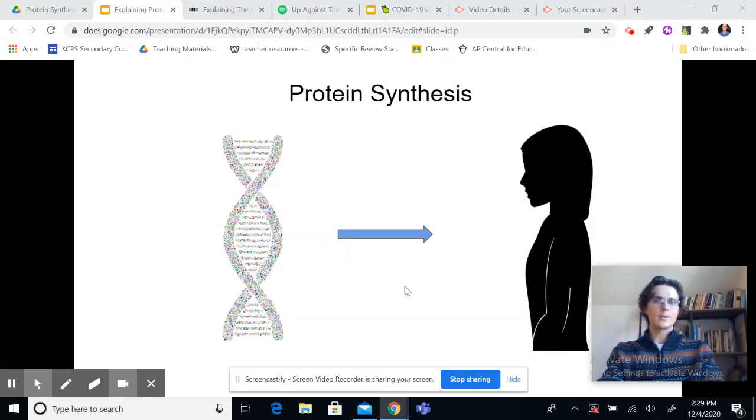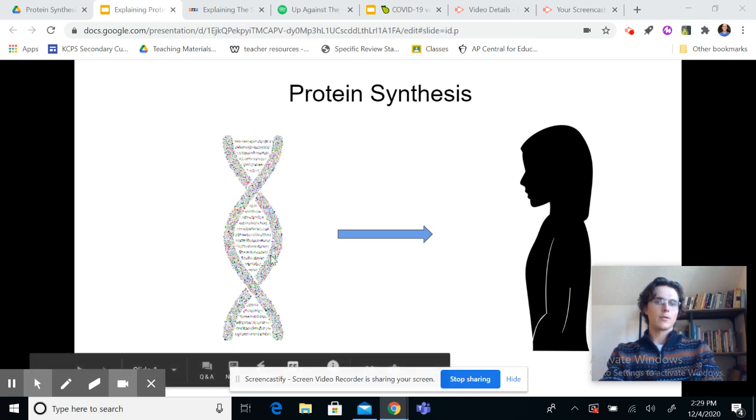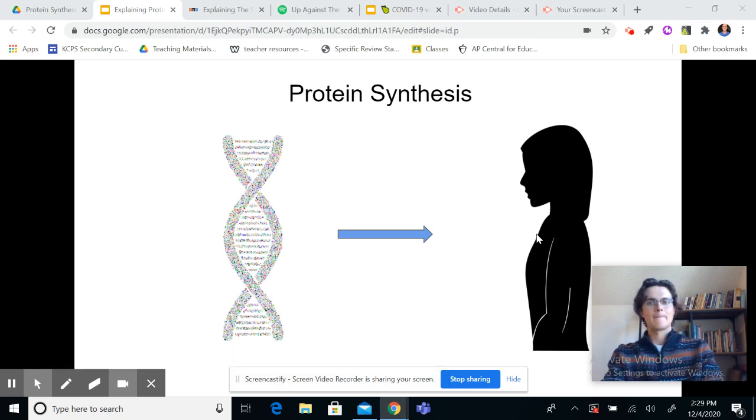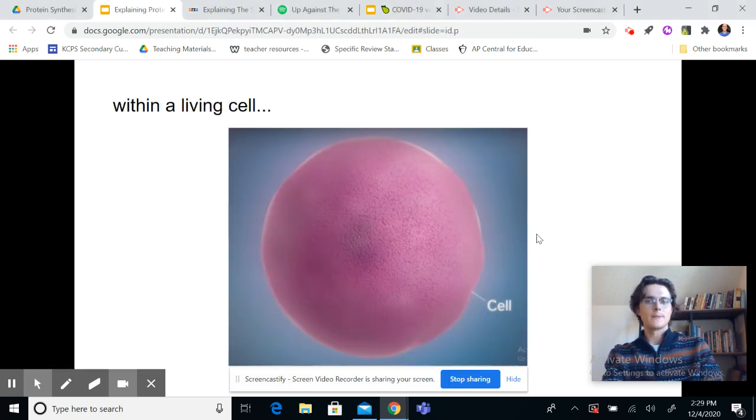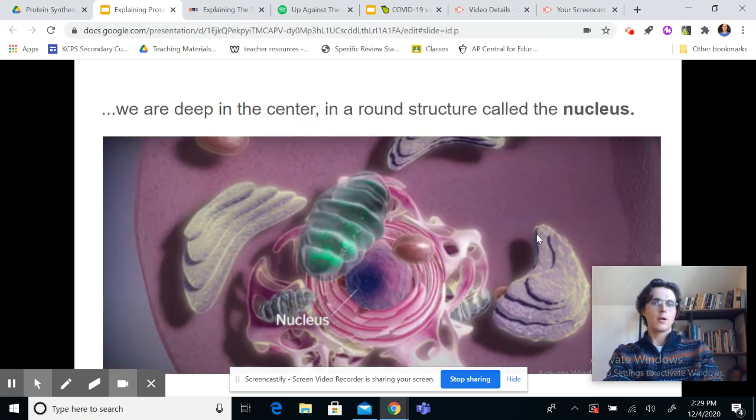So I'm going to take you through the process of protein synthesis, which is the process of going from DNA inside of your cells to the proteins that make up your bodies and minds. So where do we start? We start within a living cell. We are deep in the center in a structure called the nucleus.